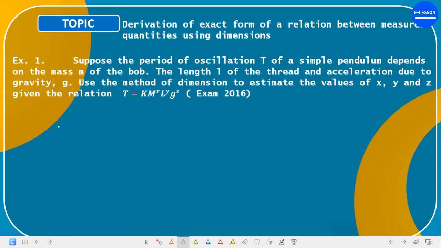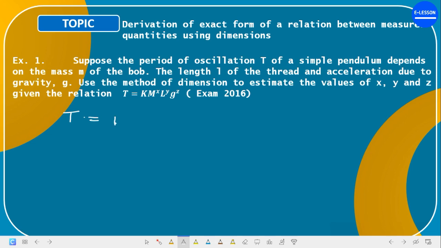The question says, suppose the period of oscillation T of a simple pendulum depends on the mass of the bulb, the length of the thread. So we say the period T is dependent on the length of the thread. Then the mass, first of all, it was dependent on the mass.